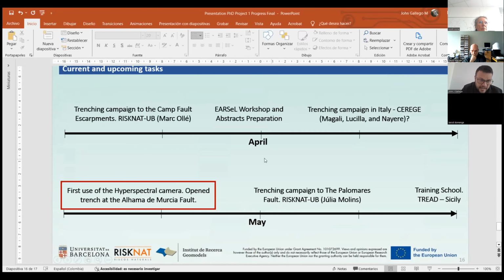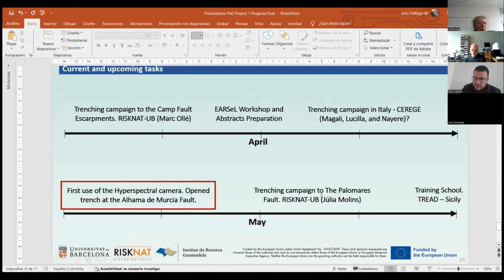Just regarding my current and coming tasks, I want to show you this timeline. So in April, I am going again to help in the trenching campaign of Mark in the Camp Faults. I'm going to be in the workshops and the abstract preparation, and probably, but still not sure, I'm joining a campaign in Italy within the Ceres team with Magali, Lucilla, and Najaret. I'm still not sure about it because we'll be kind of busy.